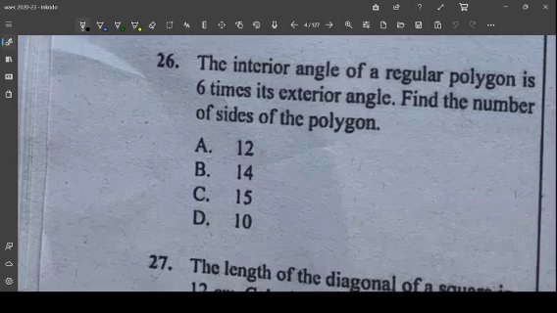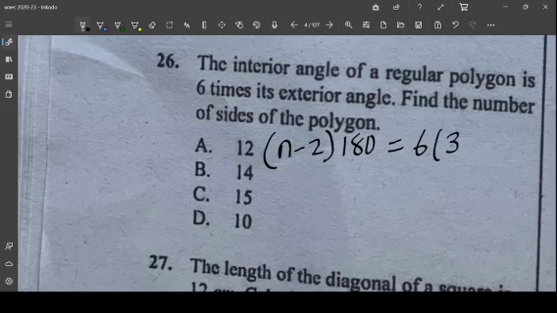Now, what's the formula for interior angle of a polygon? The formula is (n minus 2) times 180, right? Now, it equals 6 times the exterior angle, and the formula for exterior angle is 360 over n, the number of sides, okay? So we should be able to solve. We are told to find the number of sides of the polygon. So let's solve this now.